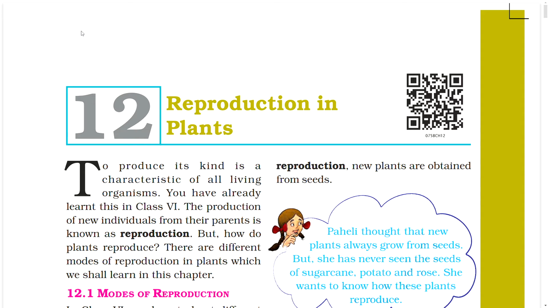12. Reproduction in plants. To produce its kind is a characteristic of all living organisms. You have already learned this in class 6. The production of new individuals from their parents is known as reproduction. But how do plants reproduce? There are different modes of reproduction in plants, which we shall learn in this chapter.